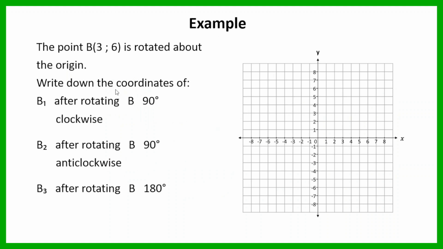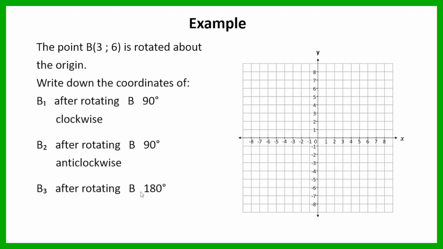The point B, (3, 6), is rotated about the origin. Write down the coordinates of B1 after rotating B 90 degrees clockwise, B2 after rotating B 90 degrees anti-clockwise, and B3 after rotating B 180 degrees.